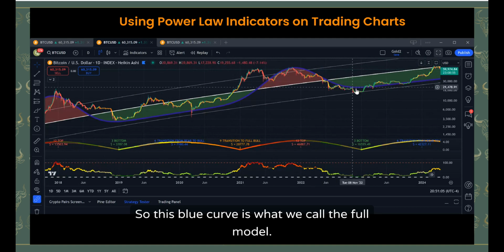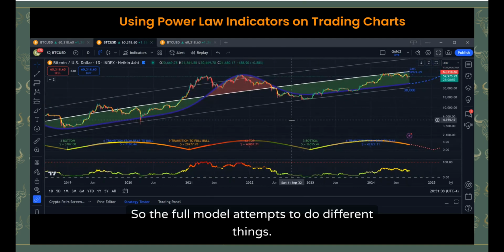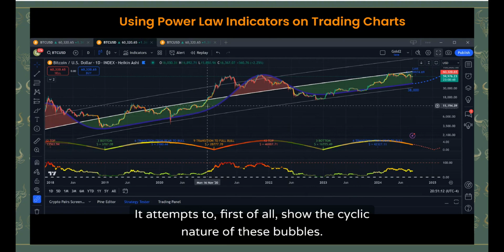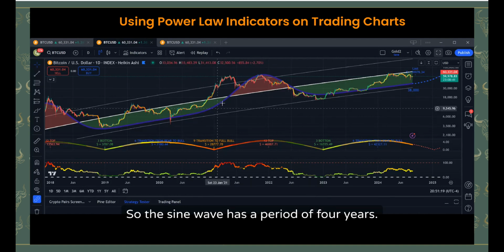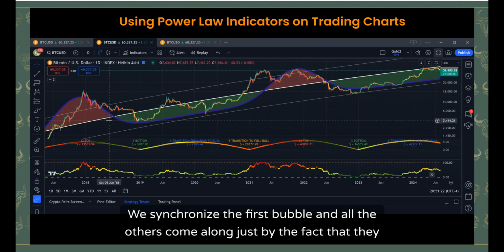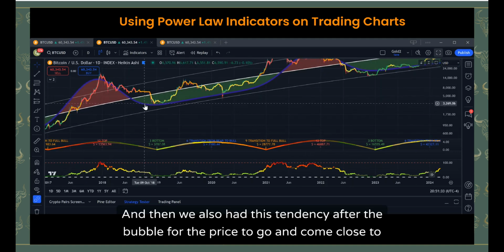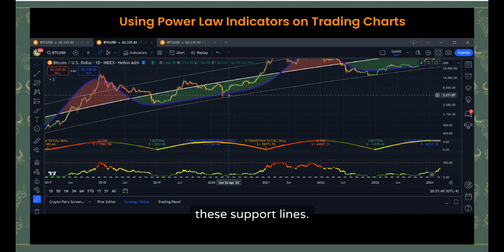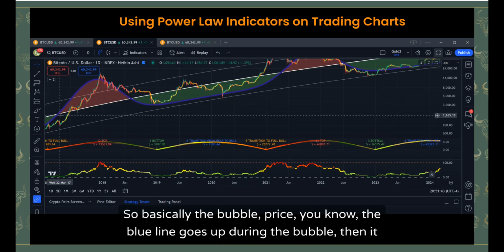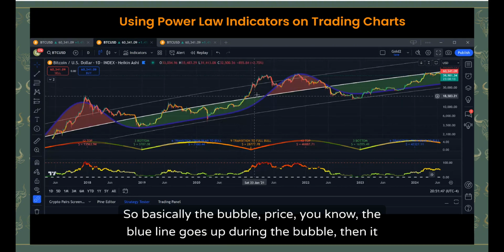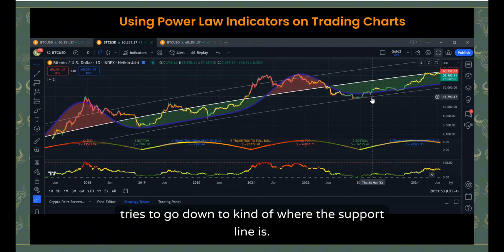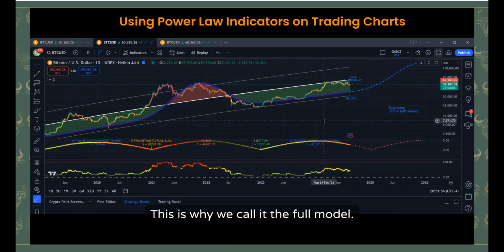So this blue curve is what we call the full model. The full model attempts to do different things. First of all, it shows the cyclic nature of these bubbles. It's basically like a sine wave with a period of 4 years. We synchronize the first bubble, and all the others come along just by the fact that they are very, very periodic. And then we also added a tendency after the bubble for the price to come close to this support line. So the blue line goes up during the bubble, then tries to go down to where the support line is. This is why we call it the full model.